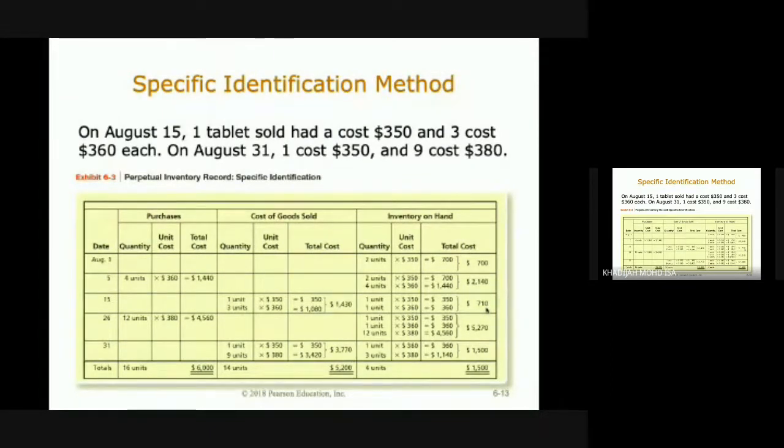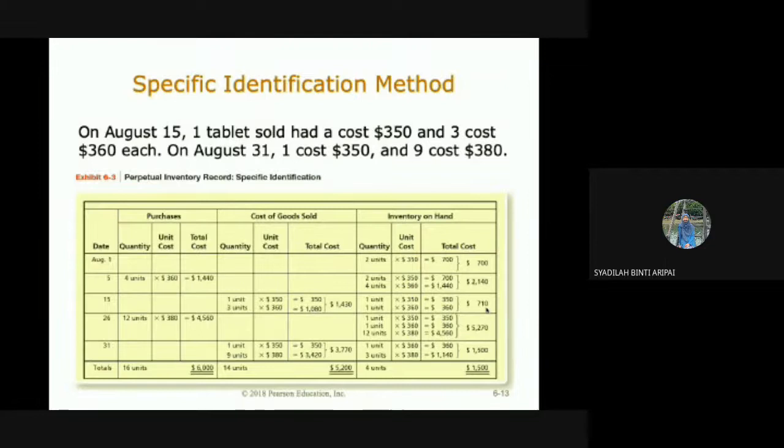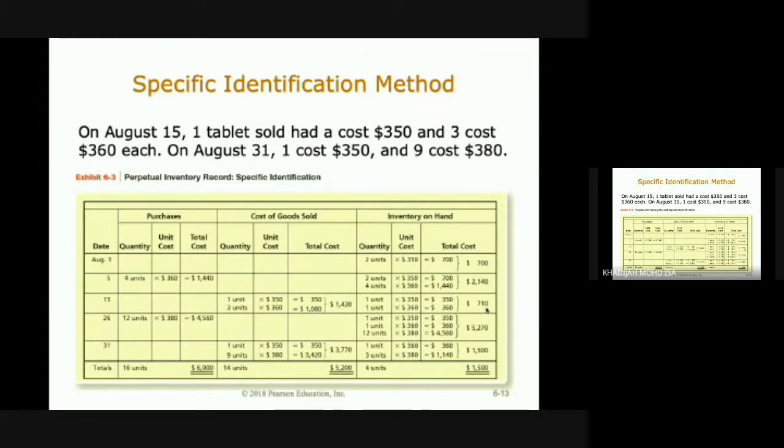So the 1,500 is what we call your closing inventory or your ending inventory. Okay? And for the cost of goods sold, you have to total up each cost in there. You have 1,430 plus 3,770, which will be 5,200. For the 14 units, your cost of goods sold is 5,200. Right? For that period, you only want to take the totality. The COGS is 5,200, your ending inventory is 1,500, and your total purchases during the period is 6,000. Are you clear? Yes, madam. So that is the specific identification method.